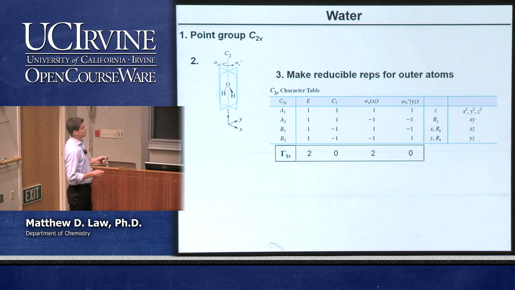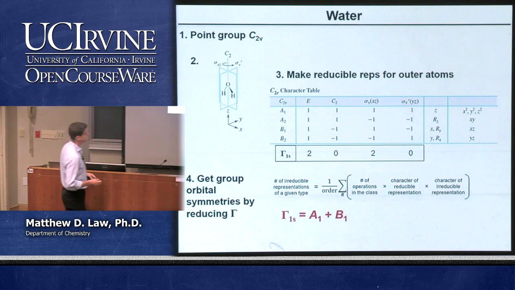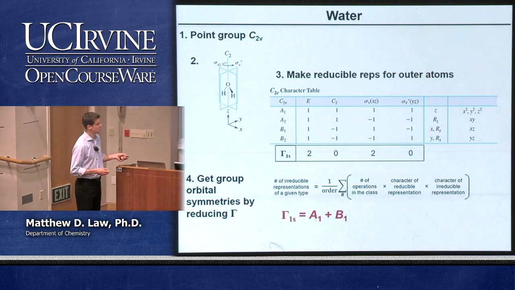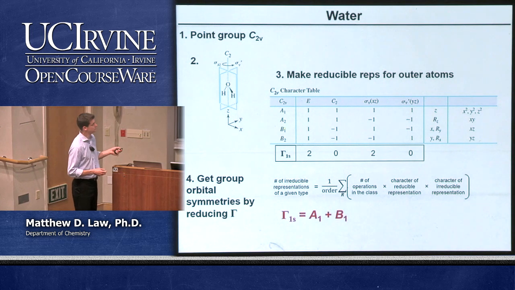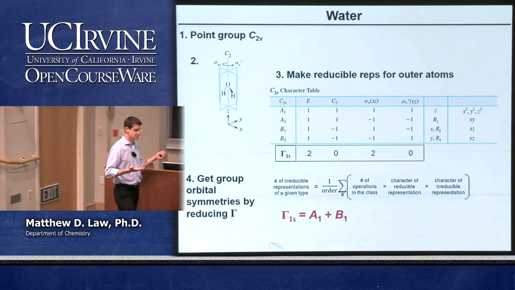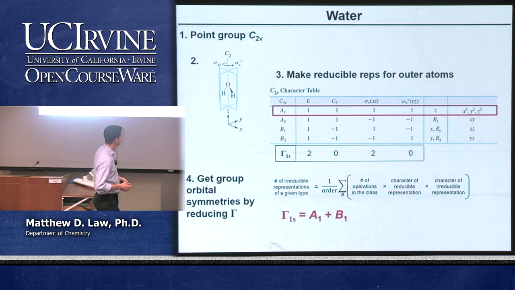Under E, there's two 1s's that don't change, character of 2. Under C2, they both move. Under the reflection plane in the plane of the molecule, they don't move, right? 2. And then the perpendicular reflection plane, they do move, 0. We reduce this, and it turns out that the group orbitals are going to have symmetry of A1 and B1. All right? So we have now our group orbitals using this simple procedure, and then we just need to figure out what the orbitals are on the oxygen.